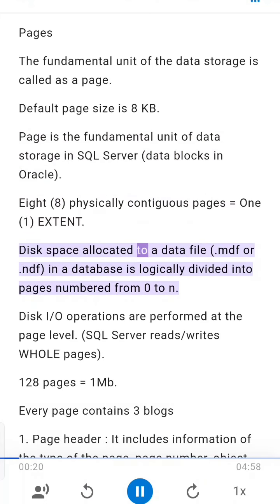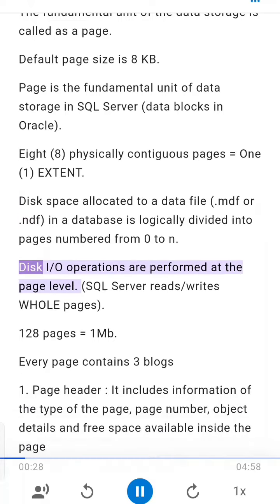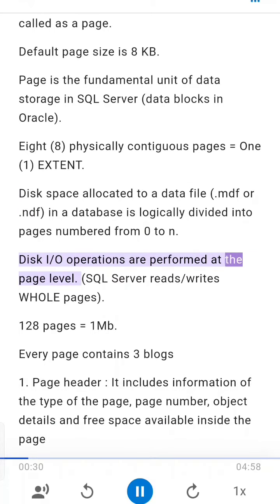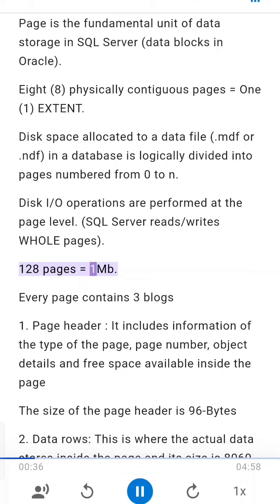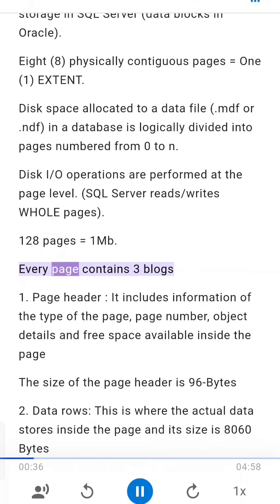Disk space allocated to a data file in a database is logically divided into pages numbered from 0 to n. Disk I/O operations are performed at the page level. 128 pages equal 1 MB. Every page contains 3 blocks.